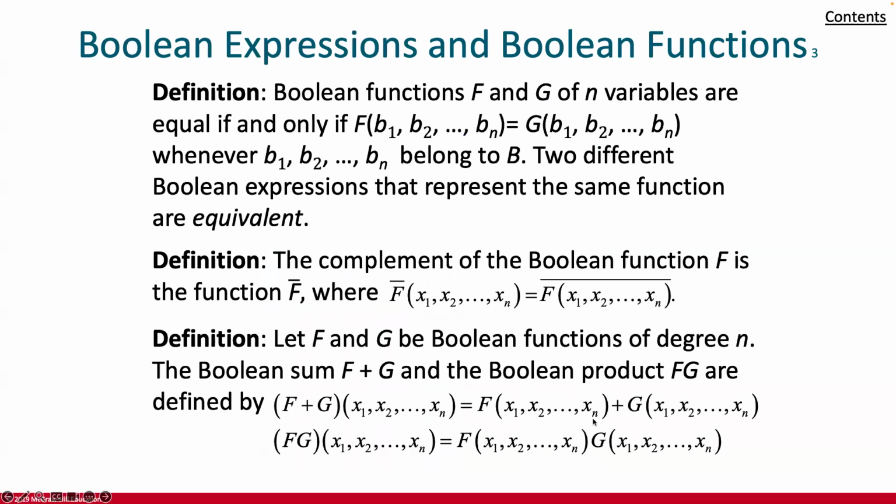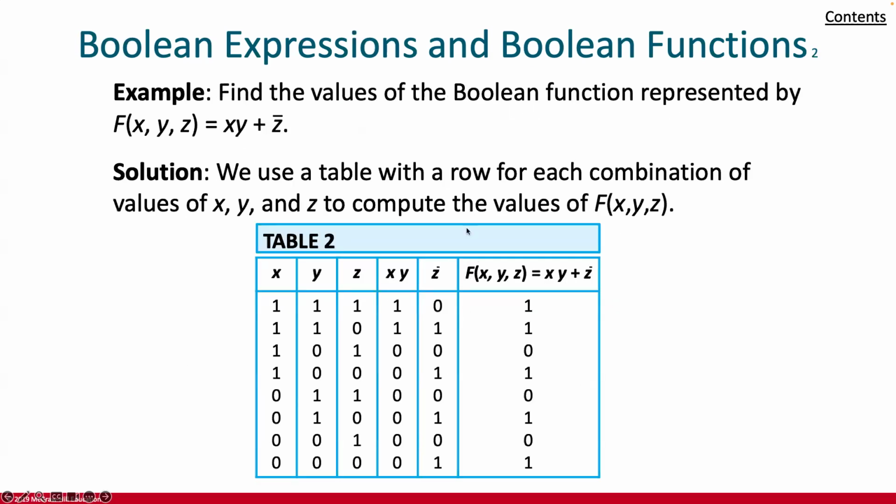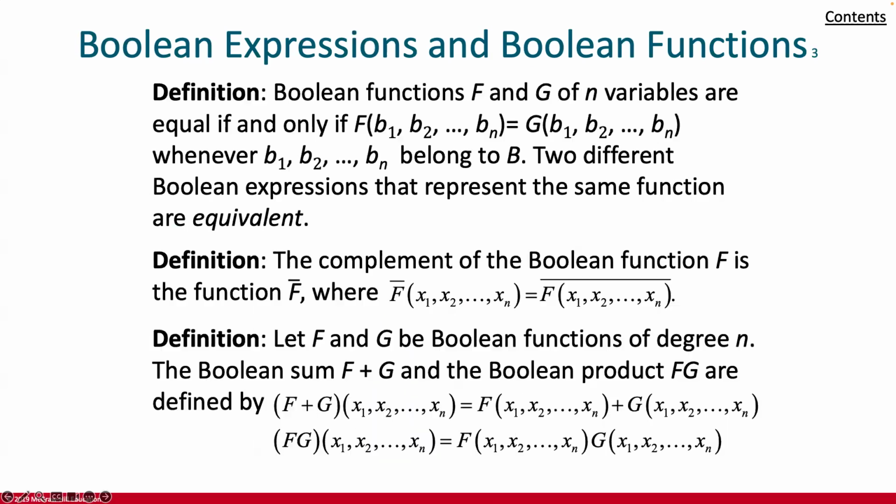Here are a couple of other definitions of Boolean functions. F and G of n variables are equal if and only if f of b1, b2, up to bn is equal to g of b1, b2, up to bn, where b1, b2, up to bn belong to B. Two different Boolean expressions that represent the same function are equivalent. You can show equivalence with this kind of a table. That's something that we'll get a chance to be thinking about as we move forward.